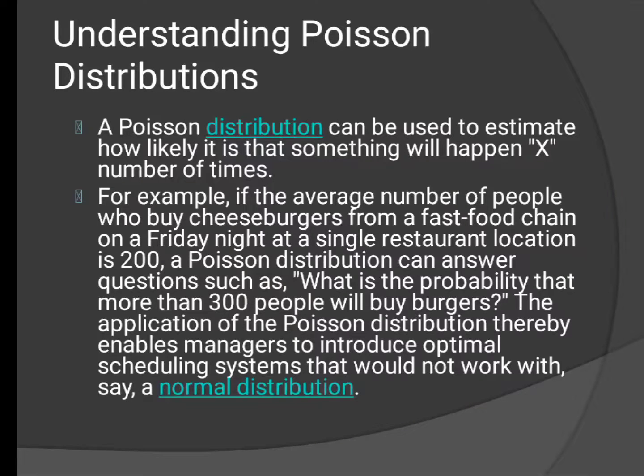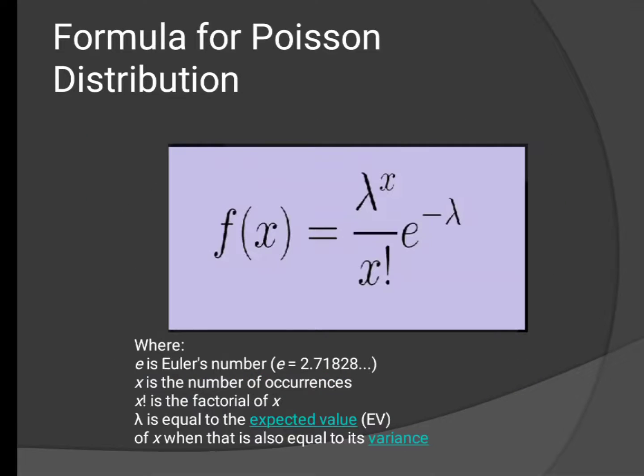The application of the Poisson distribution thereby enables managers to introduce an optimal scheduling system that would not work with, say, a normal distribution. Formula for Poisson distribution: f(x) = λ^x e^(-λ) / x!